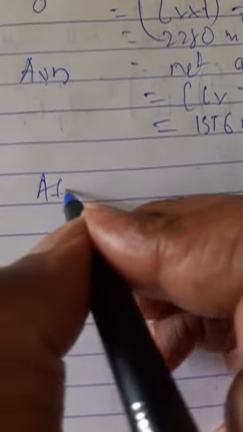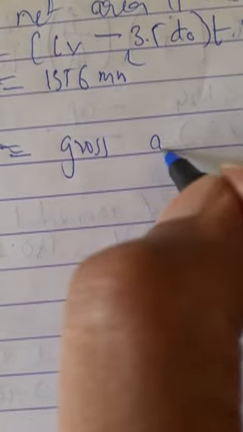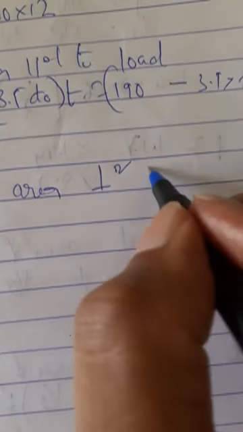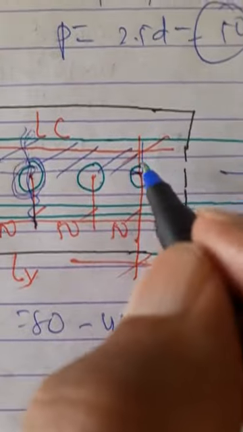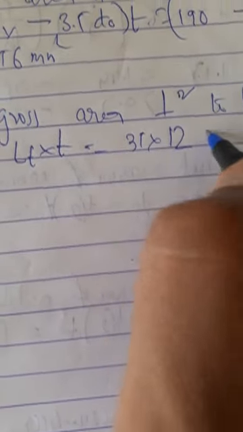Next, Atg. T is tension, perpendicular to load, G is gross. Gross area perpendicular to load means this area from here to here, bolt center to here, and that is nothing but Lt into t. So Lt is 35 into t is 12, 420 mm square.